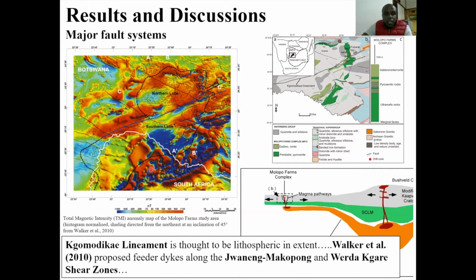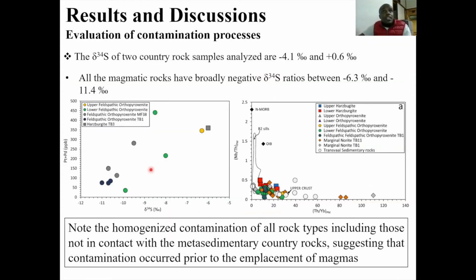But if we now look at some of the possible mineralizing processes, we've looked at the element ratios to evaluate the crustal contamination. They are characterized by some kind of homogeneous contamination of all the rock units, including those which are not close to the metamorphosed sedimentary rocks. And the delta sulfur 34 values of the country rocks are from minus 4.1 to 0.6 per mil, while the magmatic rocks have broadly negative ones, from minus 6.3 to minus 11.